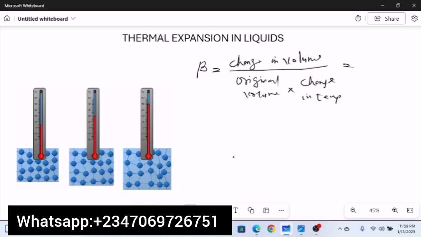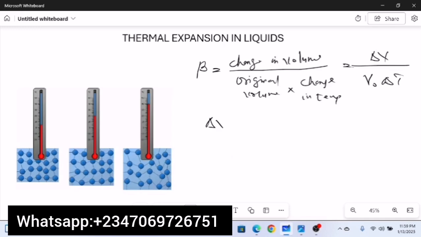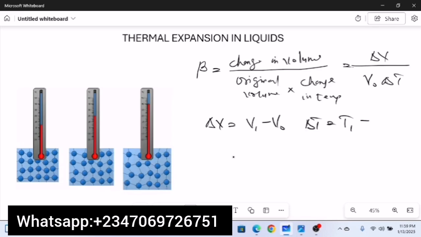So this is simply equal to change in V, the change in volume, all over the original volume V0, times the change in temperature. Change in V simply means the final volume V1 minus the original volume V0. And change in T simply means the final temperature T1 minus the initial temperature T0. And V0 there simply means the original volume of that given container. Now let's apply this formula to solve a few examples before we go on.